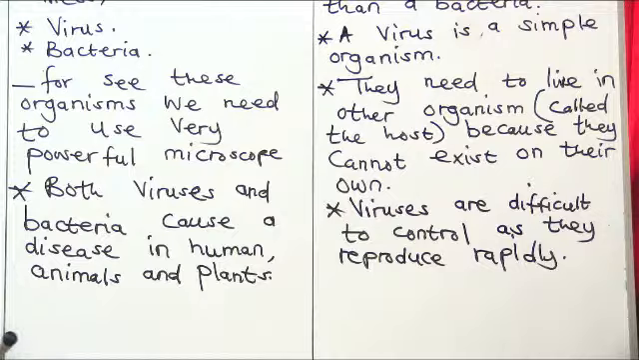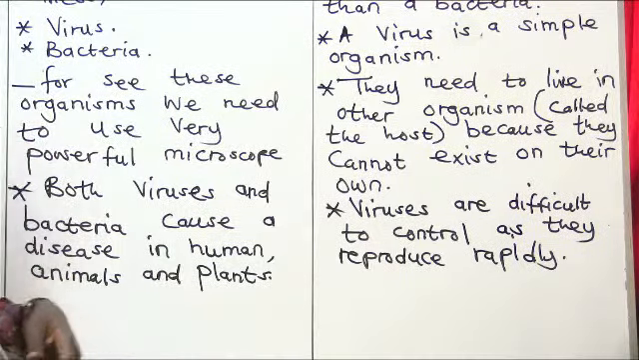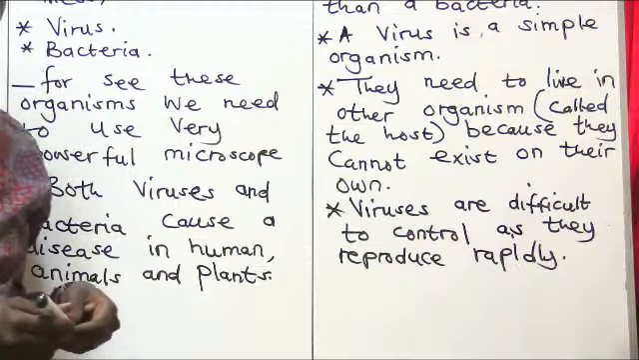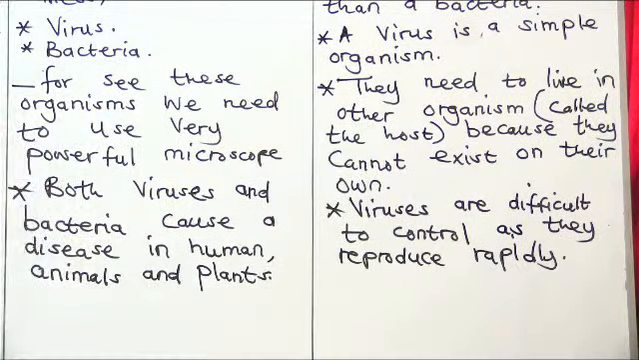Okay, so we have talked about two organisms that cause disease. We said the virus and the bacteria. We have talked about the characteristics of a virus. One, we said a virus is smaller than a bacteria. We also said a virus is a simple organism. Although it's a simple organism, you cannot see it using naked eyes. You can only see a virus using a microscope, and that microscope needs to be strong so that you can see how small it is.